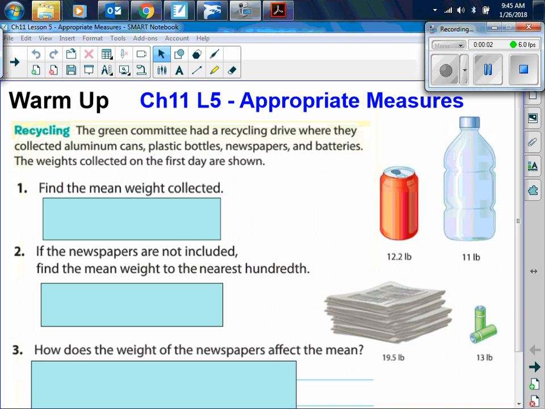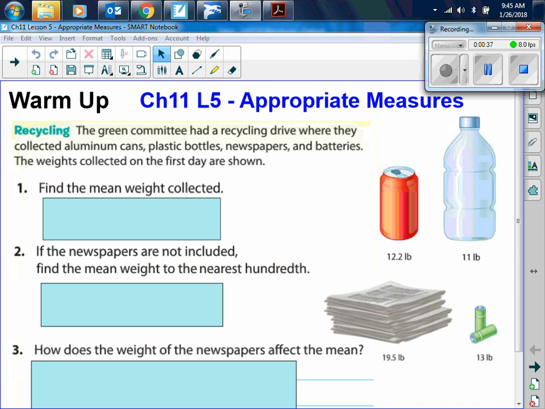All right, so Chapter 11, Lesson 5 is appropriate measures. In the warm-up, it says the Green Committee had a recycling drive where they collected aluminum cans, plastic bottles, newspapers, and batteries. The weights collected on the first day are shown. So here we have cans are 12.2 pounds, plastic bottles 11 pounds, newspapers is 19.5 pounds, and batteries 13 pounds. So here we want to find the mean of the weight collected.